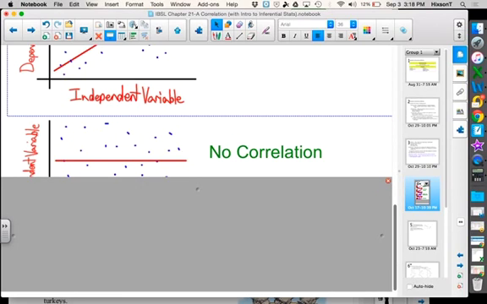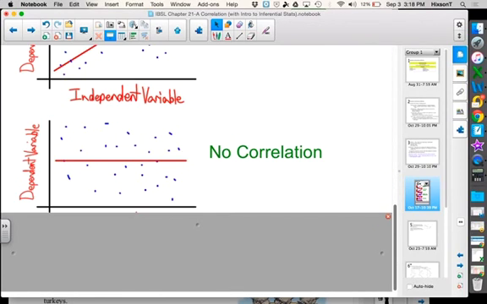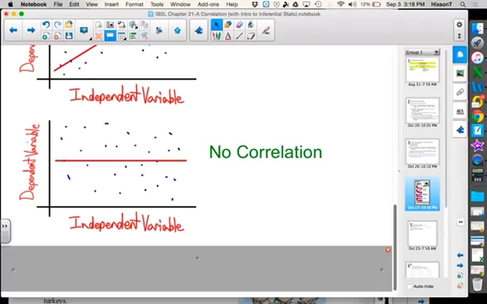And then, the extreme here, we have no correlation, all right? Your points are just all over the place. There's no pattern apparent here. There's no correlation, okay?